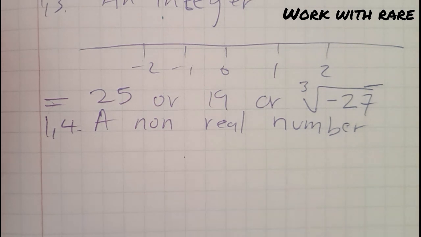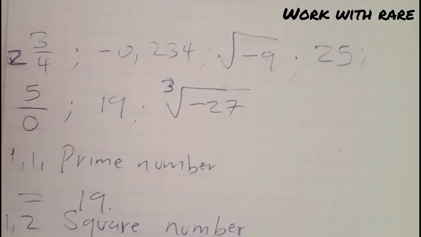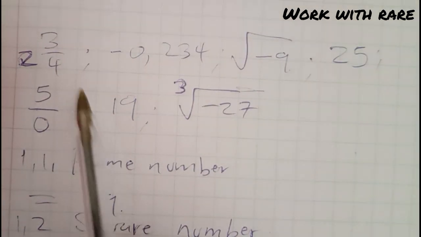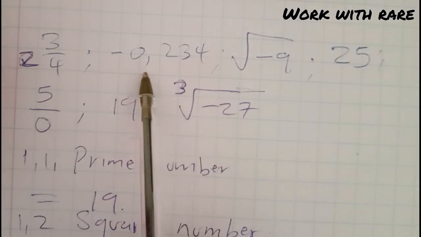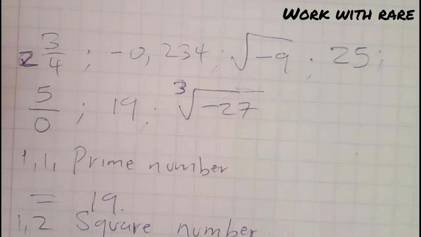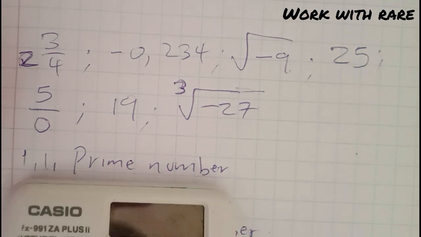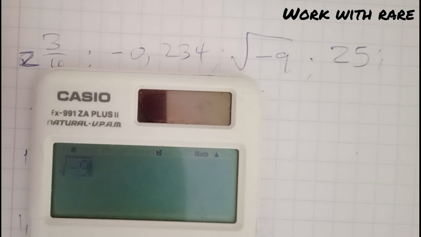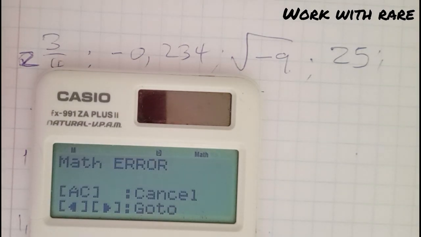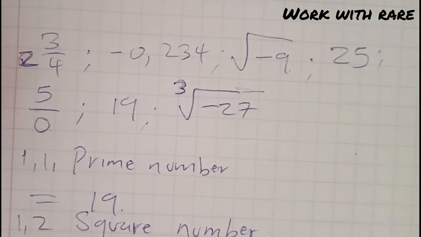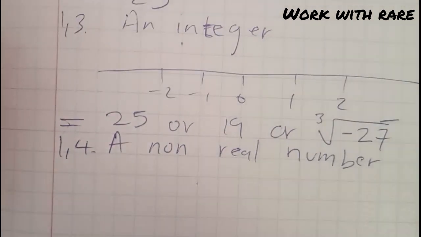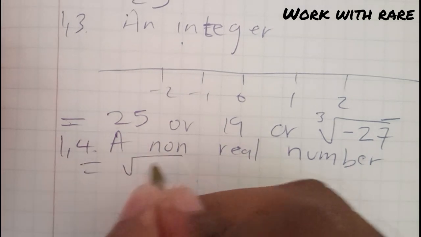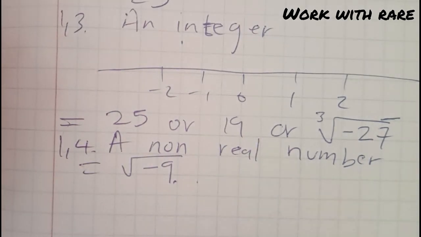Okay, so remember, we'll focus on our list. This one gives us decimals. Remember, this one is also decimals. This one, let's check again. Okay, so we have square root of negative 9, maths error. So this is a non-real number. Do you get it? If it gives you maths error, it's a non-real number. So we already get our answer. So our answer here is square root of negative 9 because it's a non-real number.